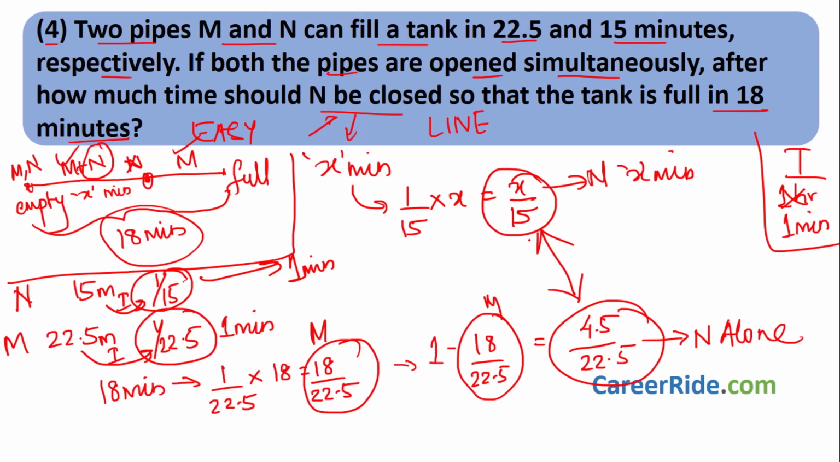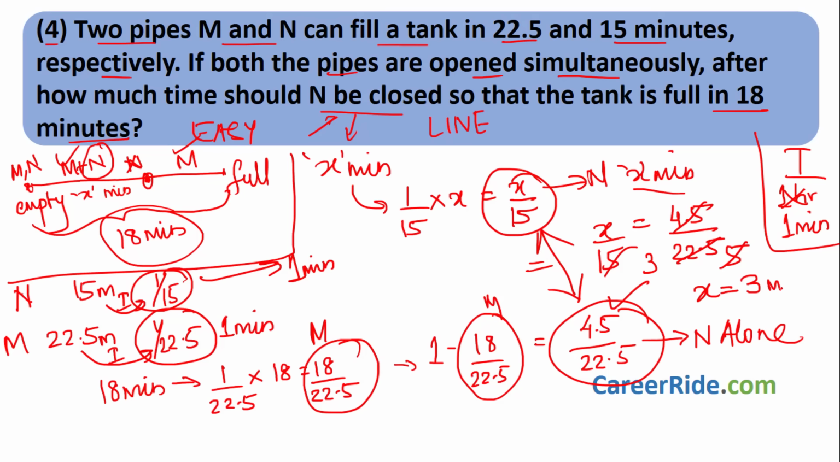Why? Because we already know total amount of work done by N is 4.5 upon 22.5, and we have also found out that N is on for x minutes, and in x minutes N does x upon 15 amount of work. So these two works should be equal. So what we will write over here? x upon 15 equal to 4.5 divided by 22.5, right? So what we will get? This is 5 5s are, this is 3 5s are. So x equal to 3, that means 3 minutes.